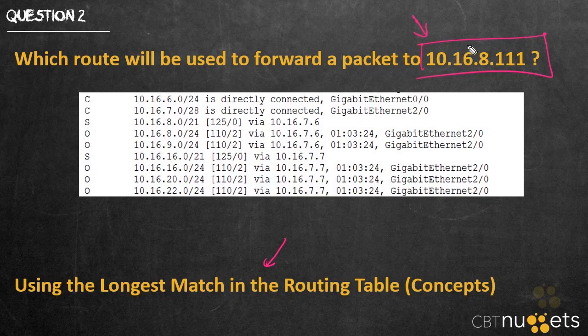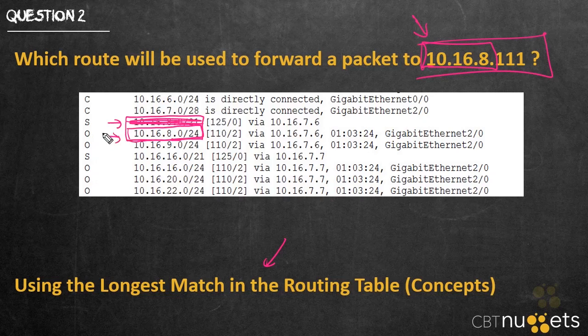So if the router is forwarding a packet or trying to forward a packet to 10.16.8.111, and we look at the routing table, these 2 routes, they both start with 10.16.8. So that would definitely cover the first 3 octets. And regarding the 111, that .111 would fit into this route, and it would also fit into this route. So they're both possibilities as far as the range of addresses that they fit into. But if we're looking for the longest match, which is what the Cisco router would do, it would choose the 24-bit route over the 21-bit route every day of the week.